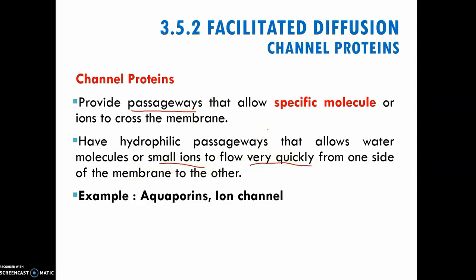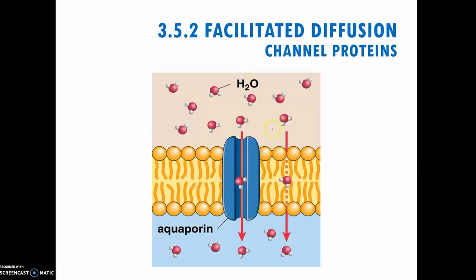So even though water can pass through plasma membrane by simple diffusion, but with the help of facilitated diffusion, more water can be transported across plasma membrane. So example of channel protein is aquaporin that is specific for water, and we also have ion channel. So we can see here, this is the movement of water. So water can still move across plasma membrane by simple diffusion. However, more water molecules can be transported into the cell by aquaporin.